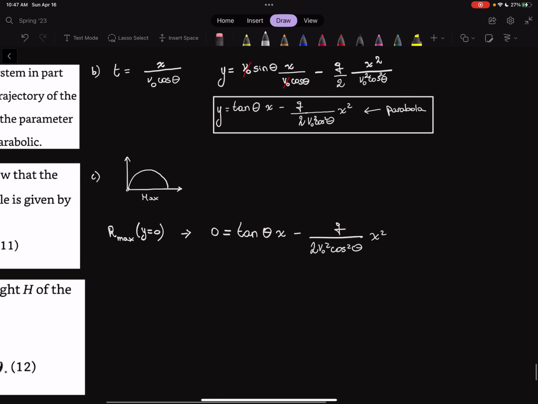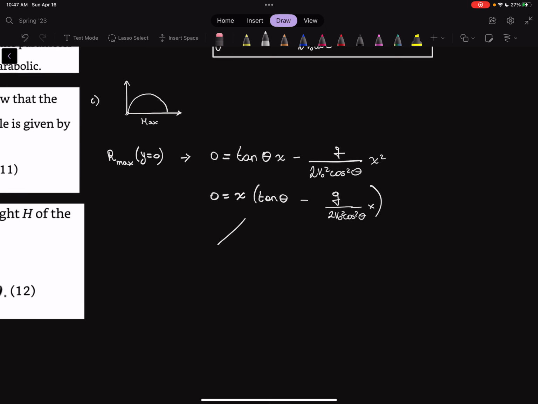So now, okay, if I factor out an x, I'm going to get the tangent of x minus g over 2 v naught squared cosine squared of theta times x here. And so I get two solutions. Either x is equal to 0, which makes sense, they're saying y is going to be 0 and x is equal to 0, but it's also going to be 0 right here. And that's what we're interested in.